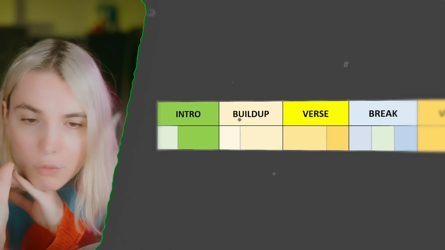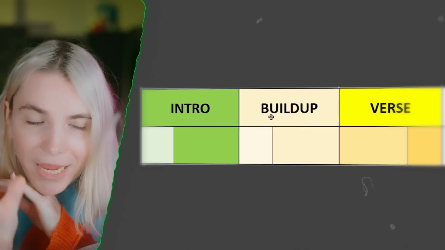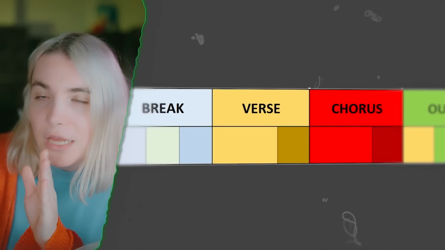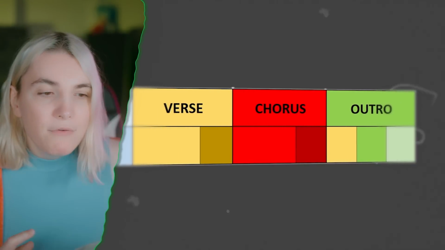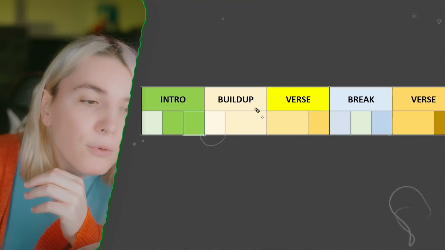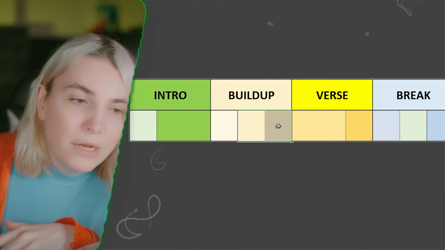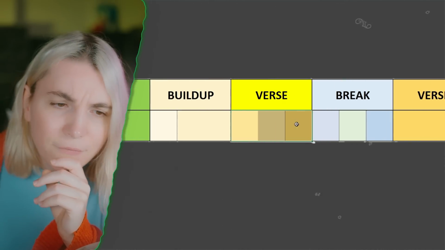So the micro arrangement means you take your structures and you change the arrangement and energy levels inside each building block to make everything work together. If you go to the build up, okay, we have a light part over here, maybe we have fewer elements, and then we are increasing energy over here. And the same thing works with the verse, the same thing with the break. Almost the same as arrangement, but in local structures.